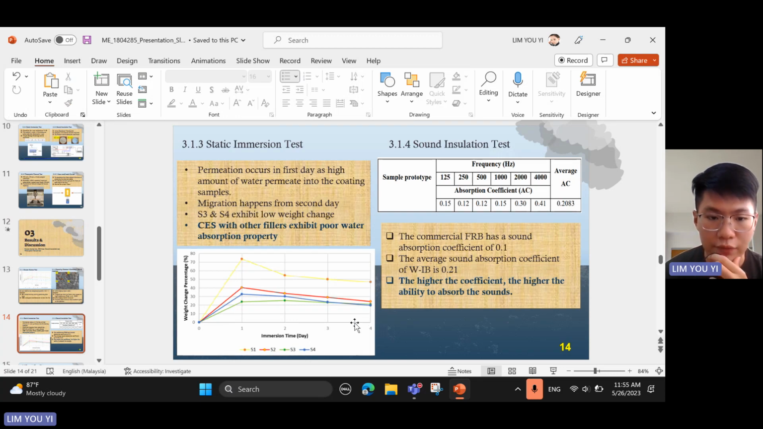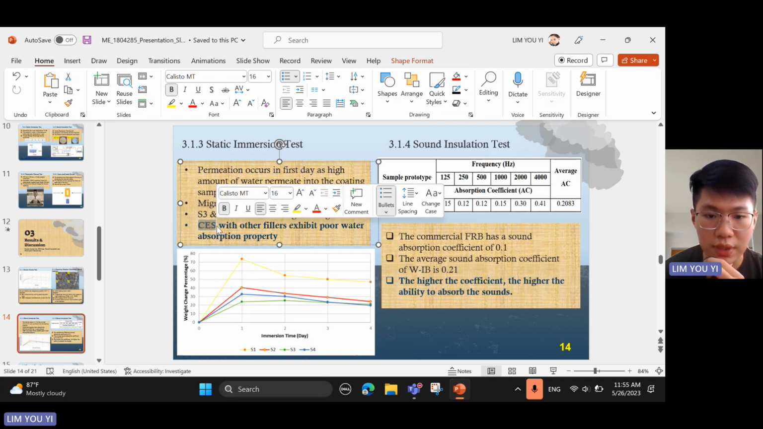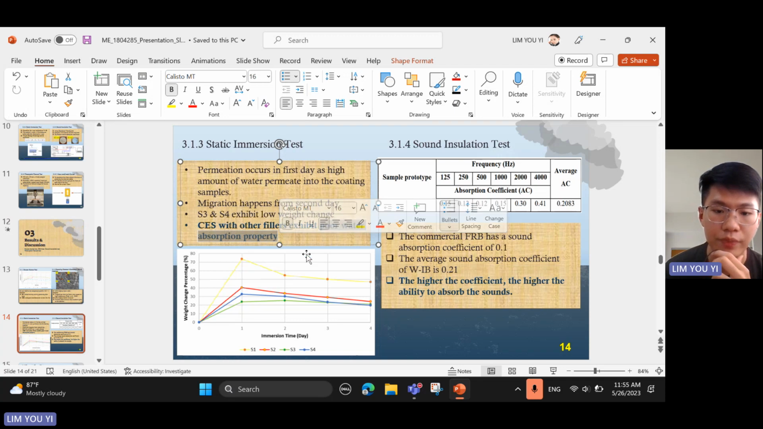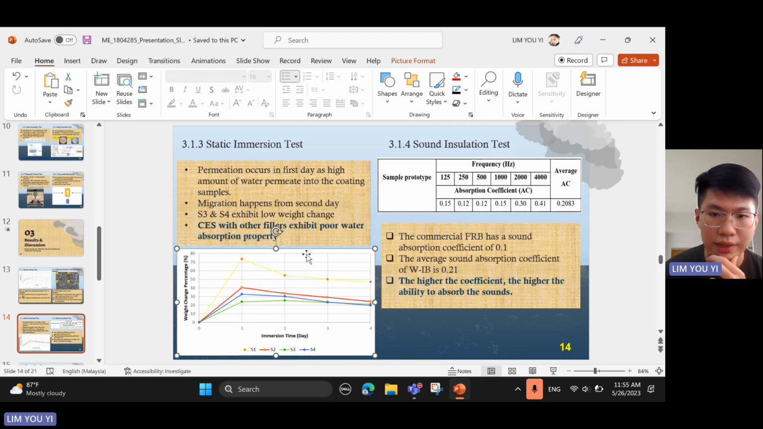The reason why they absorb a smaller amount of water as compared with other samples is because the chicken eggshell found inside both of the samples exhibits poor water absorption property. This is the reason why they absorb a lesser amount of water, thus providing better resistivity in terms of water.